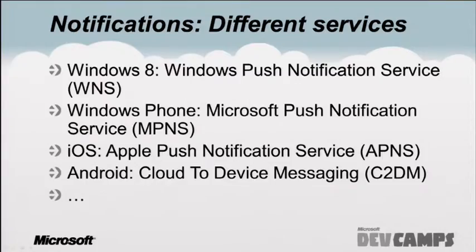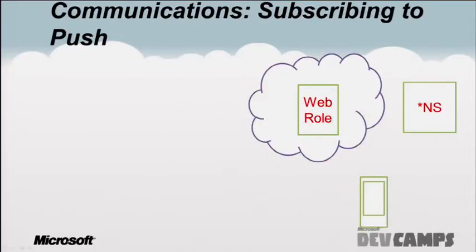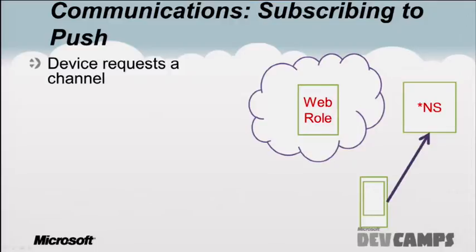Before we get there, we'll just enumerate the different notification services that you need to consider for multi-device scenarios. So Win8 Developer Preview has a Windows push notification service. Windows Phone has a Microsoft push notification service. Apple and iOS and Android have their own as well. So the common pattern used here is this. Star NS is, in actual fact, all of those notification services.